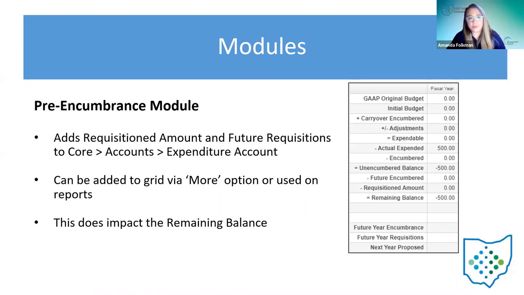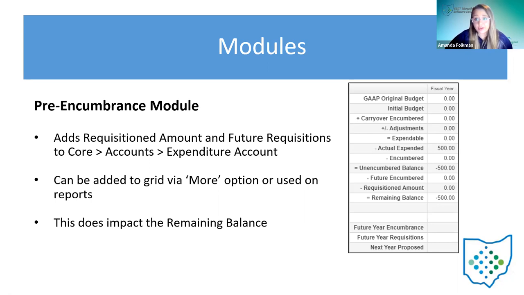Next, I'm going to talk about the pre-encumbrance module. What this one does is it adds requisition amount and future requisition amounts to the core accounts page. And then it also gives you access to bring this figure onto your reports. And this does impact the remaining balance. So this is something that you may or may not want to have turned on.